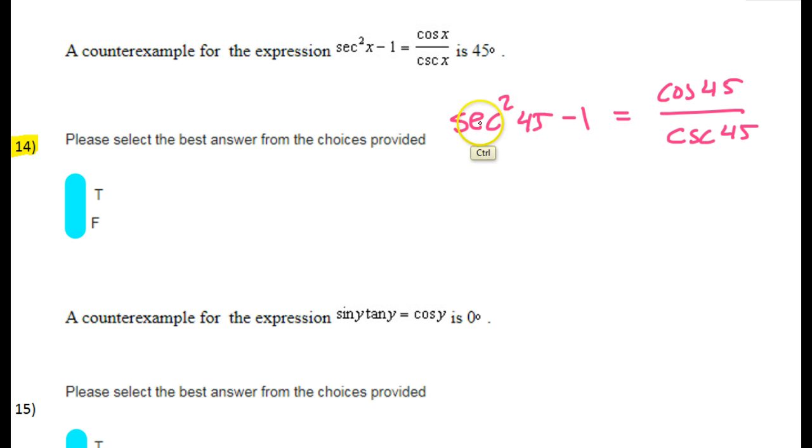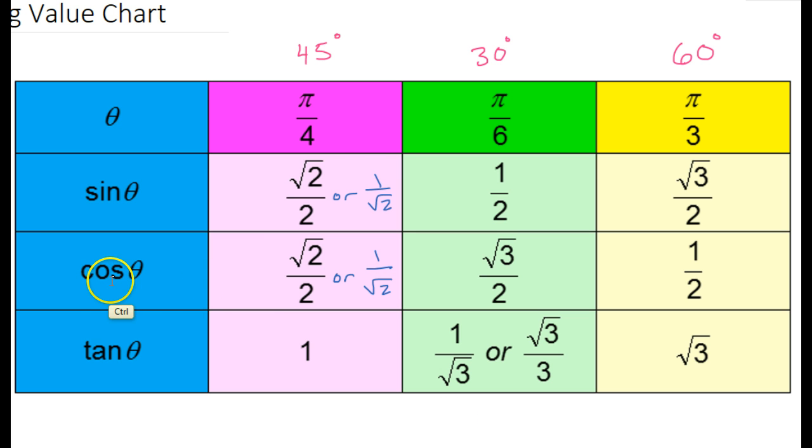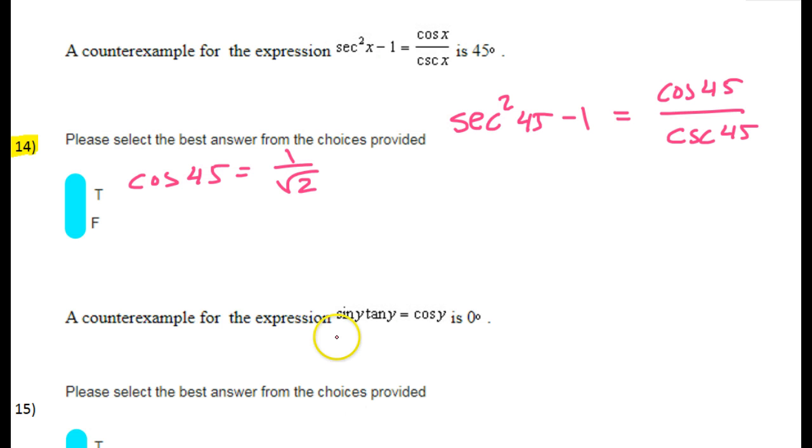Okay, let's start with secant squared. Secant is the reciprocal of cosine, so if I want to talk about secant, I start by talking about cosine. Cosine 45 is 1 over radical 2. How do I know that? It's on the chart. Cosine of 45 degrees is 1 over radical 2. That means that secant of 45 is radical 2, because secant is the reciprocal of cosine. So I'm just turning this upside down, I get radical 2.